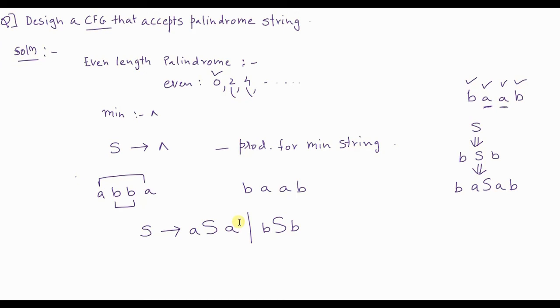Is there anything else left? No, there is no other element left. So finally, when nothing else is left, I replace this S with null. I use the third replacement. As a result, what I get is BAB as a string. That's a palindrome, right?